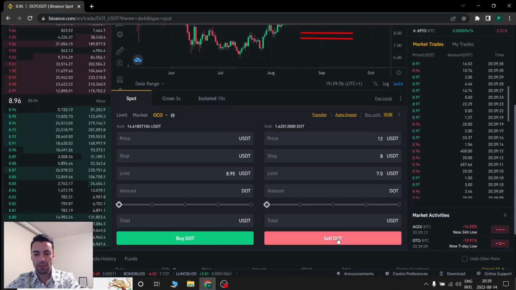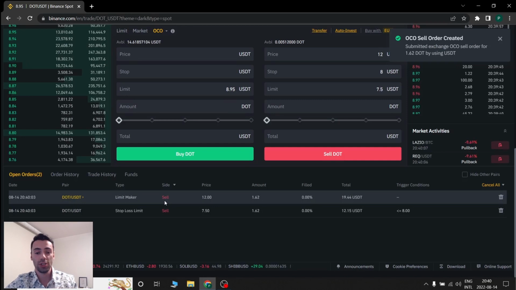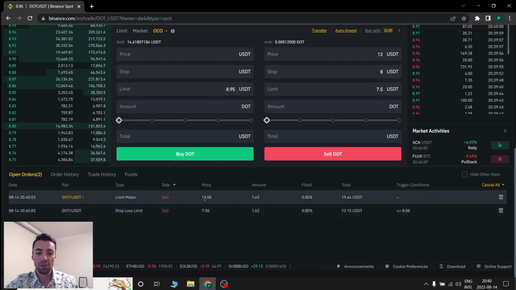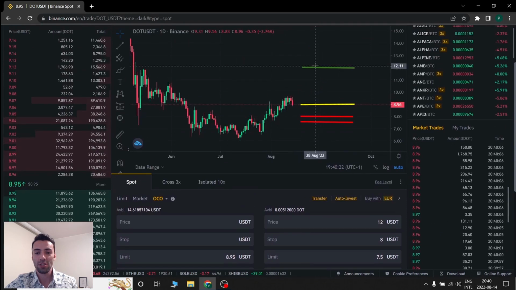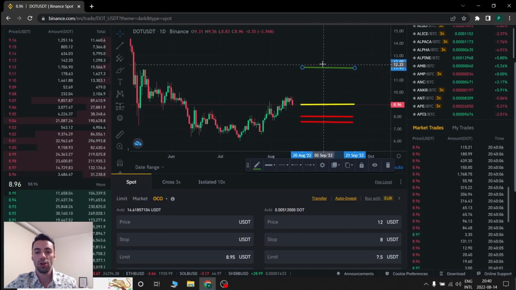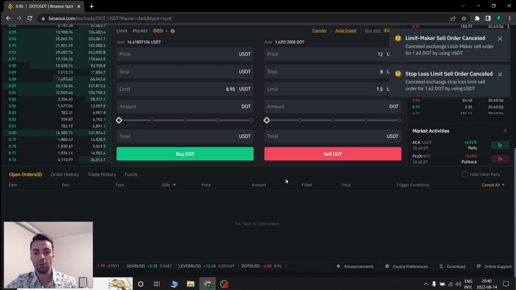And let's sell how much? All of them, all of our Polkadots. Here we have two positions instead of one in the order history. One is selling for limit maker, which is at our target of $12, and one is for our stop loss, which is at 7.5. We bought this at around 8.95. If it goes up, it will be sold at target, but if it goes down, the stop limit will throw us out. Let's cancel it. Confirm, we want to cancel.